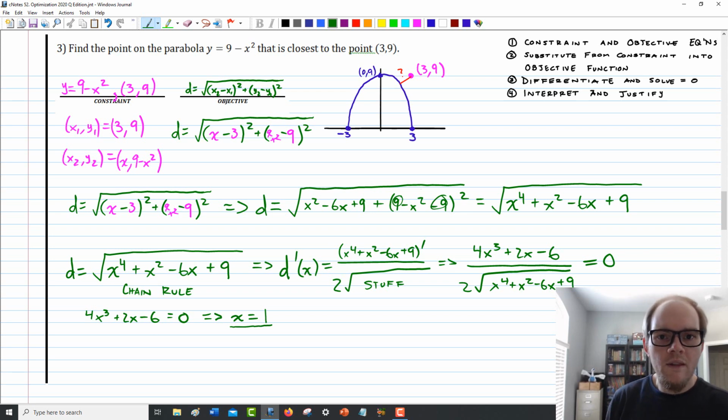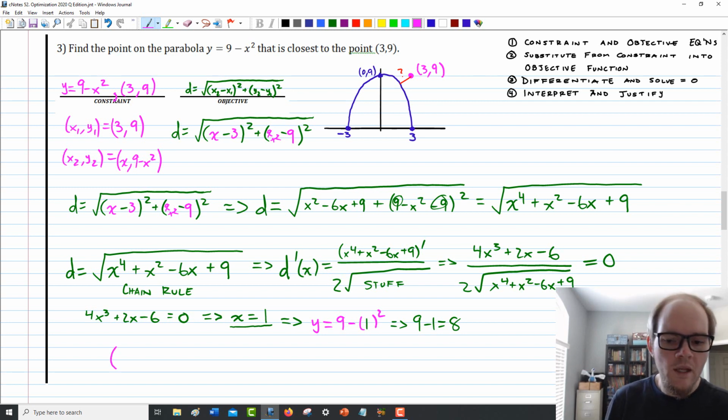If x equals 1, then as we've done before, we can go back to our original equation, or our constraint, and since y has to equal 9 minus x squared, we can substitute in our 1, and that will give us 9 minus 1 equals 8. So the point that's going to be closest on the parabola is the point (1, 8). And so, interestingly enough, we have our answer, and it turned out to be pretty clean.